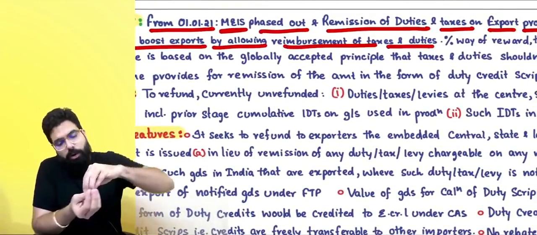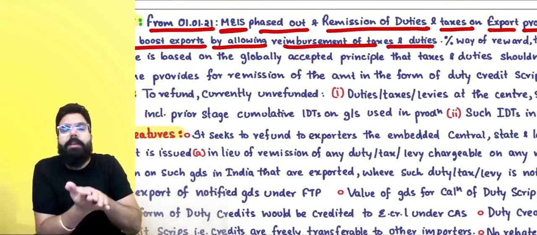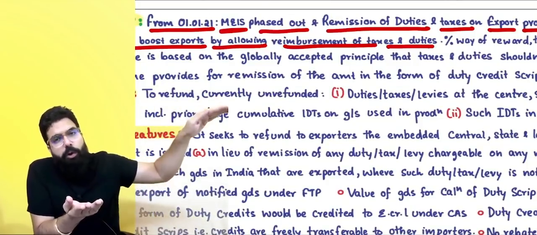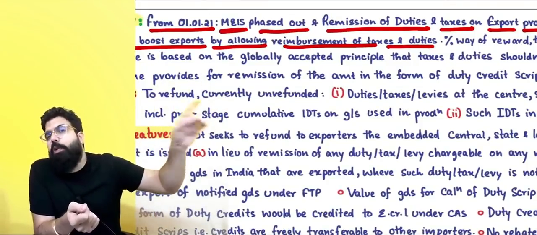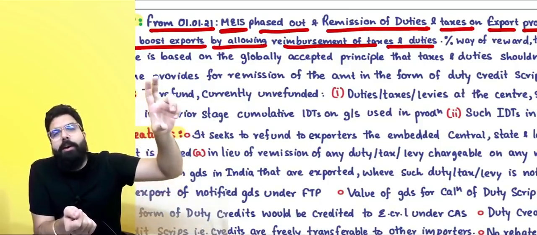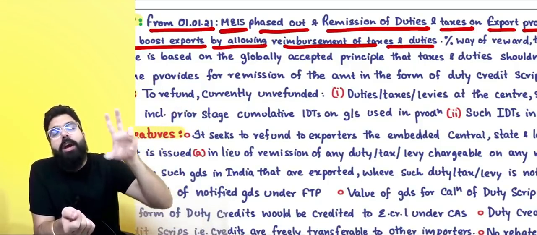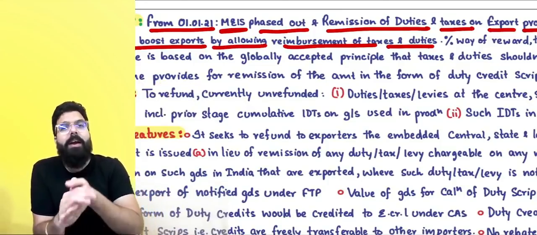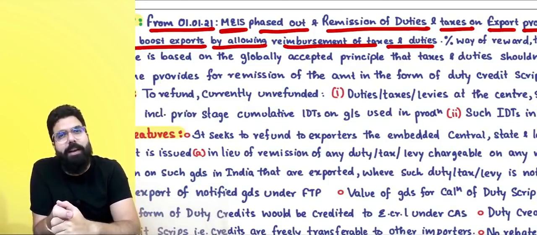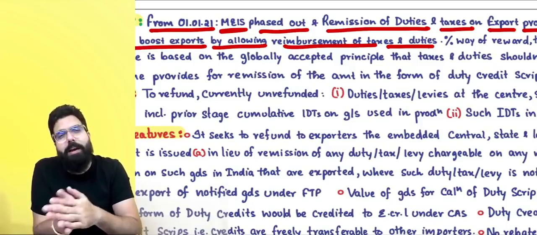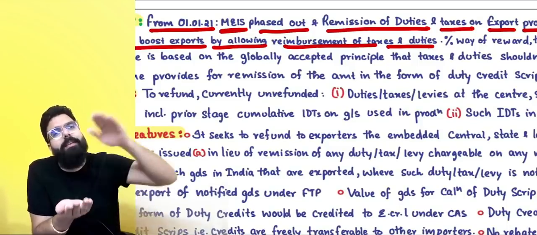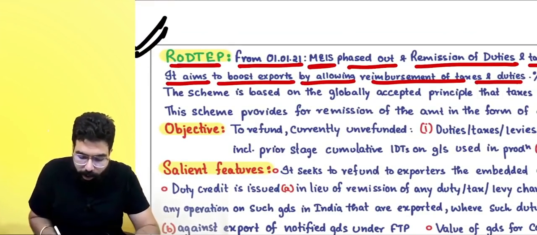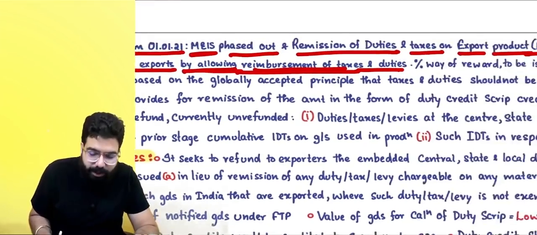So they are telling when you export, it's a common theory: export the goods, not the taxes from India. You should only export the goods, because if you export the taxes from India, means 100 rupees goods will become 110 rupees goods. Our goods becoming 110 means internationally Indian goods are becoming expensive. If Indian goods become expensive, then people will not buy our goods, and hence government says always export the goods, not the taxes. And to boost the export, we will allow reimbursement of the taxes and duties.